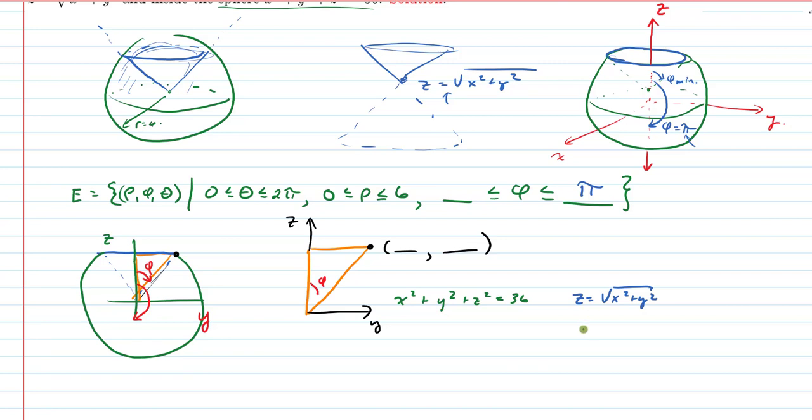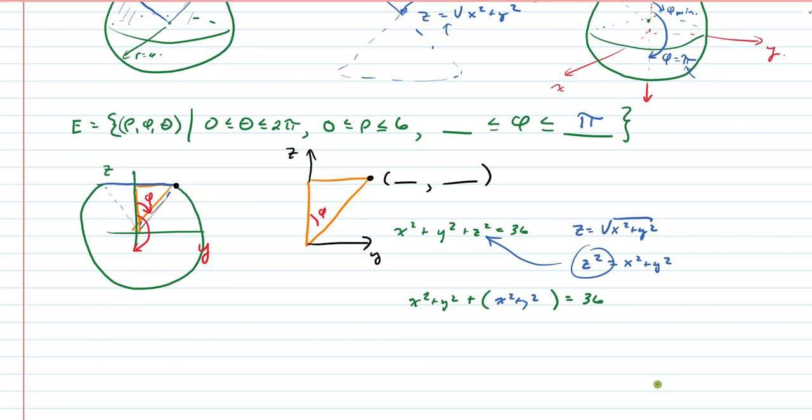If I were to take the cone equation and square both sides, I would get that z squared is equal to x squared plus y squared. And then let's plug that into the sphere equation. So what we get is x squared plus y squared plus x squared plus y squared needs to equal 36. And so if we continue, we could factor it, so 2 times the quantity x squared plus y squared has to equal 36, or that x squared plus y squared has to equal 18.